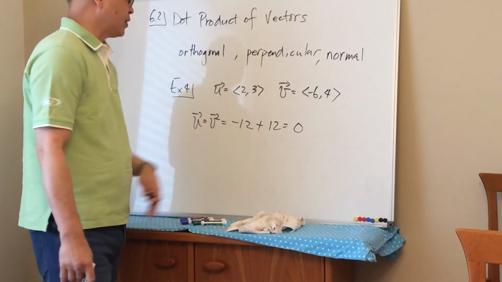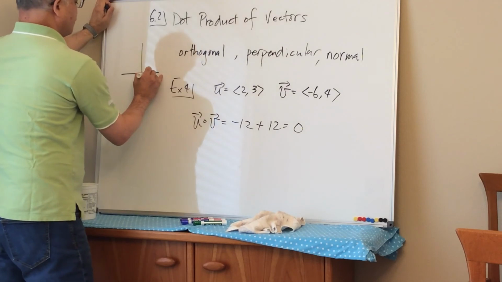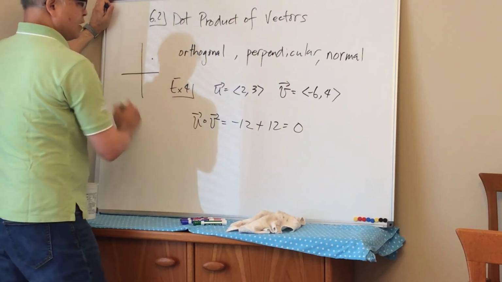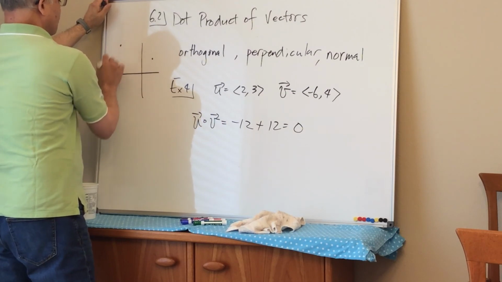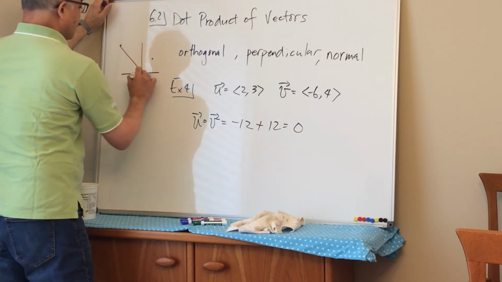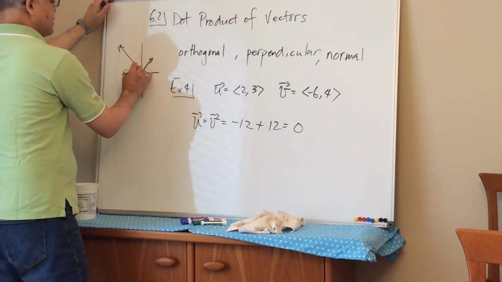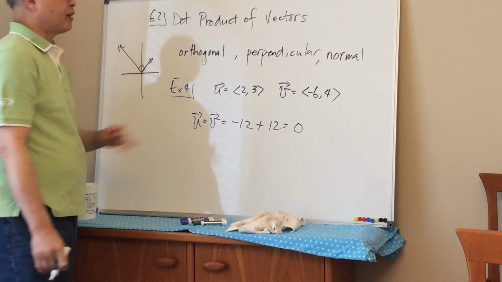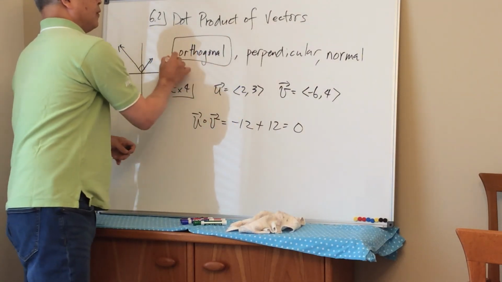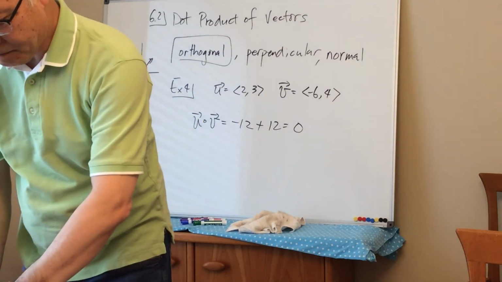They are 90 degrees. So if you actually drew this, you would have 2 and 3, then over here you're going to have negative 6 and 4. Basically what it's saying is that these two vectors are 90 degrees, the angle between each other is 90 degrees. They are orthogonal, in other words, perpendicular.